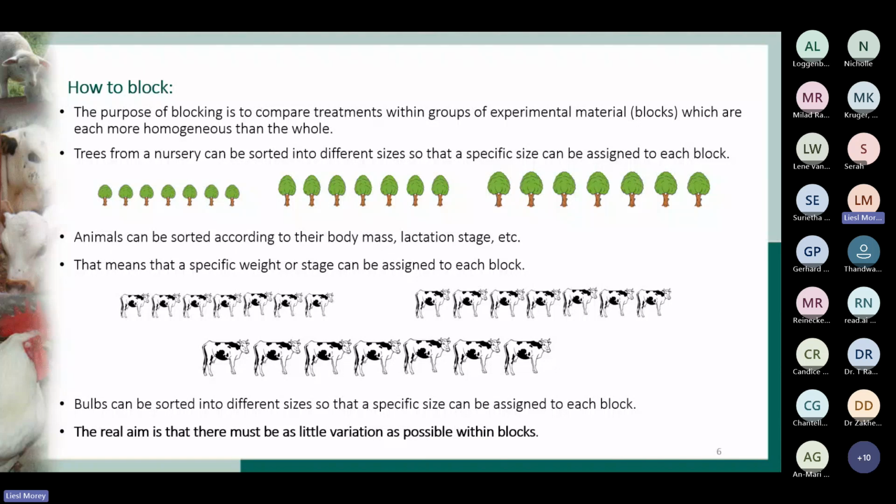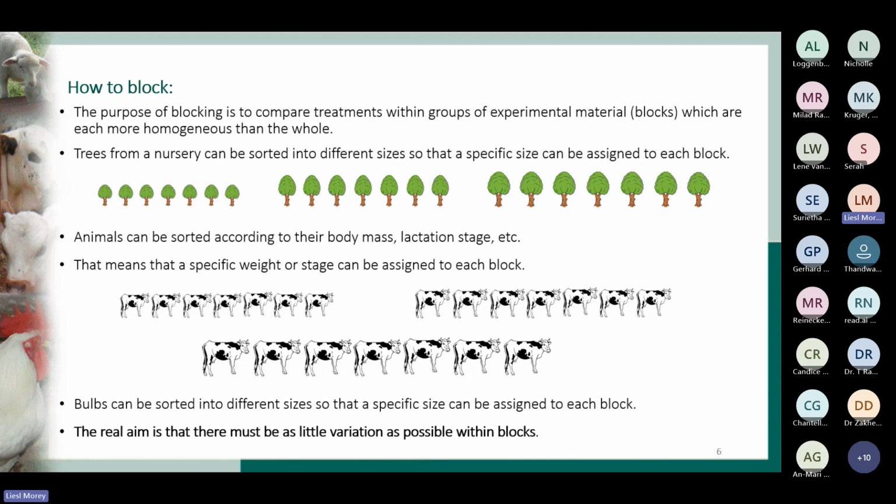So the purpose of blocking is to compare treatments within groups of experimental material which are as homogeneous as possible. So if you want to do a trial on trees, you might receive 30 trees from a nursery, and there might be a lot of variation in the size of the trees. So you don't want it to happen by accident that you apply treatment 1 to all the large trees and treatment 10 to all the small trees. Now you think the treatment is great, but it's not that. It was because of the size of the trees.